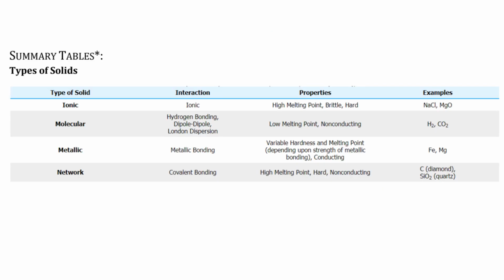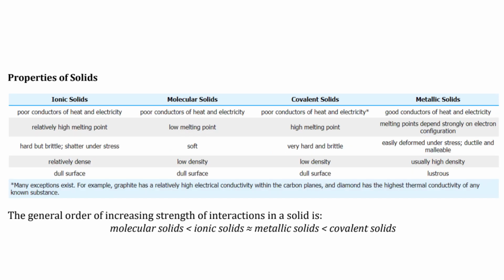So this is a brief summary of the different types of solids. You see ionic, molecular, metallic, network. You might want to review this because it's a good way to summarize what we just covered. Properties of solids for ionic, molecular, covalent, and metallic. Again, stuff you're going to want to know. So make sure you review these, please.